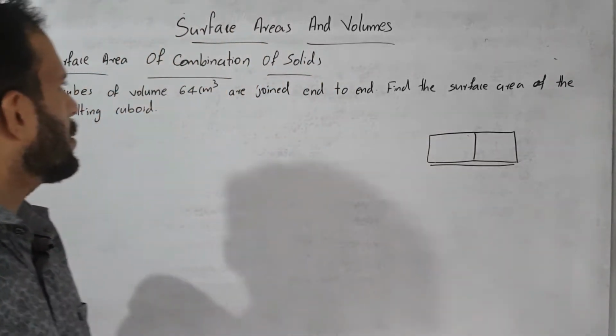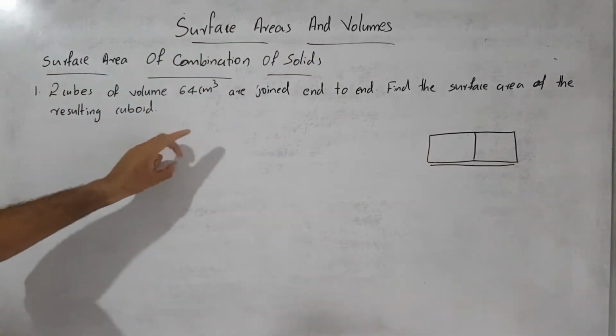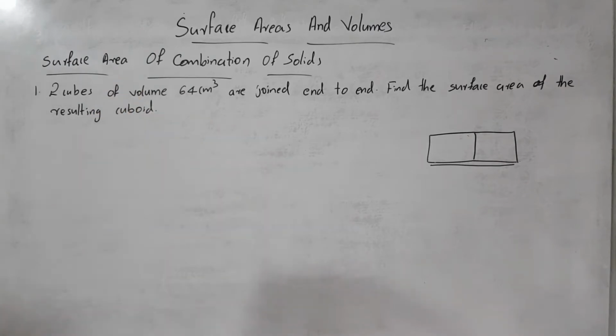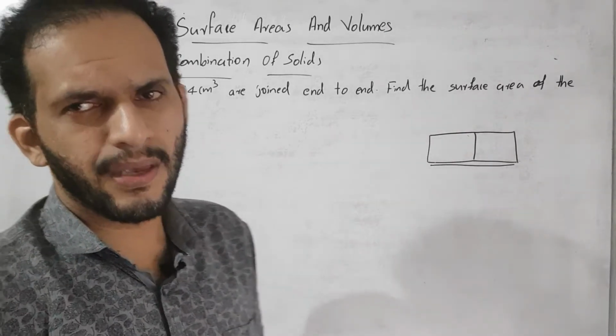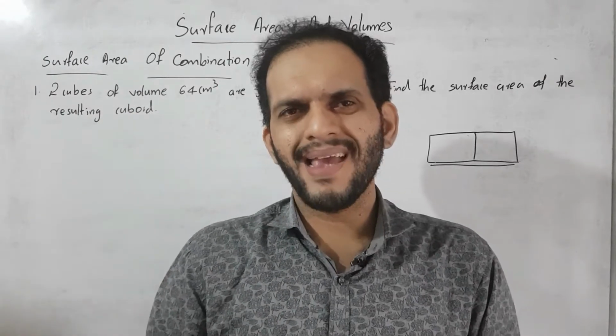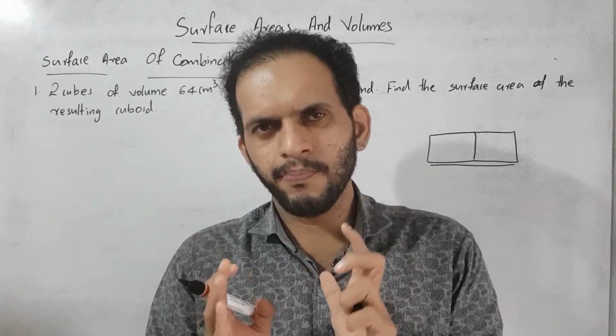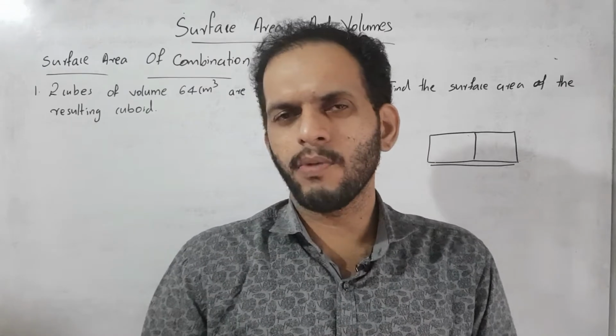Here, no side measurement of the cubes is given. What is given is the volume of the cubes. How do we find the volume of a cube? The volume of a cube is a cube, where a is the side measurement of the cube. So volume is equal to a cube.